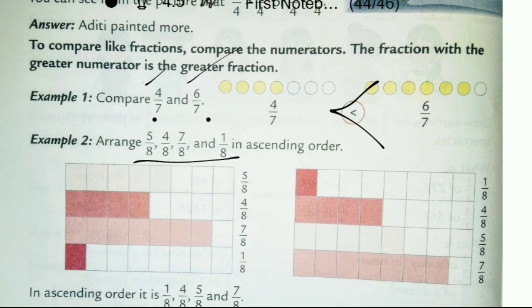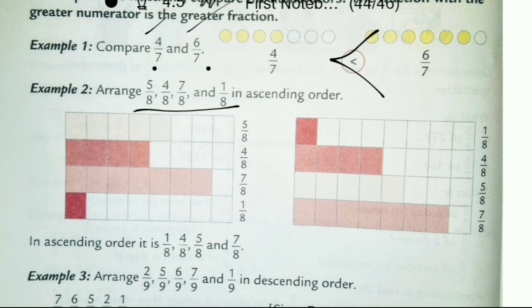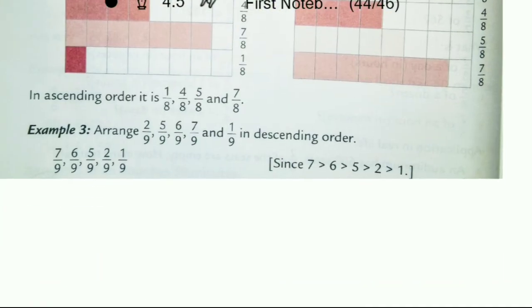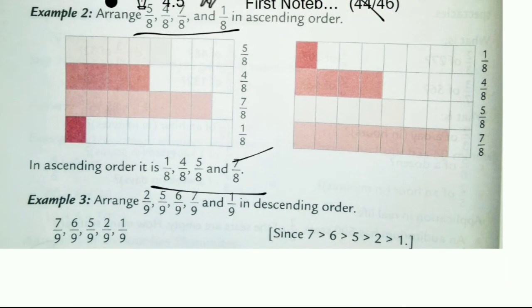Like this also, ascending and descending order. Ascending and descending order we have already learned. Smaller to greater is ascending, and descending order means greater to smaller. So like this we can arrange. We will see the numerator number, then we can arrange in ascending and descending order.